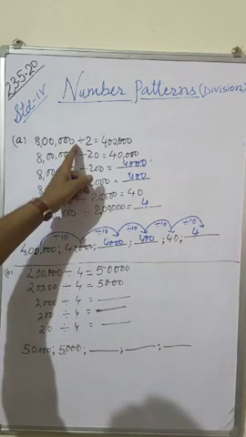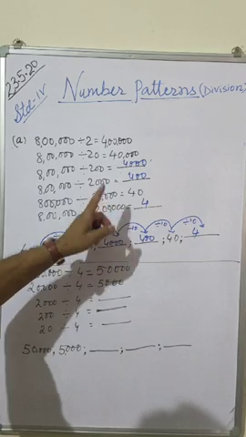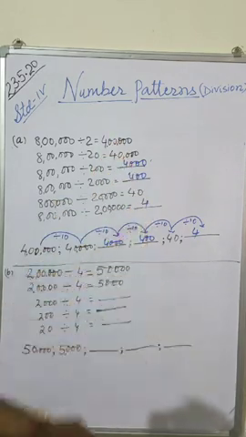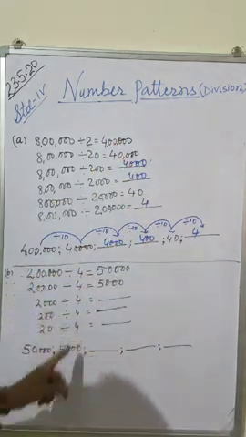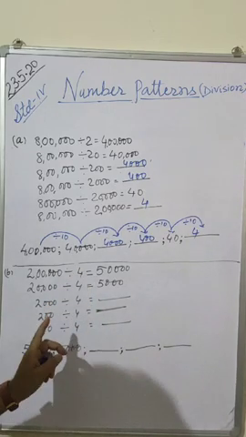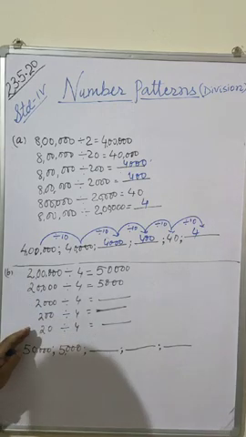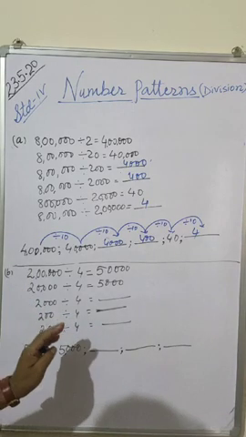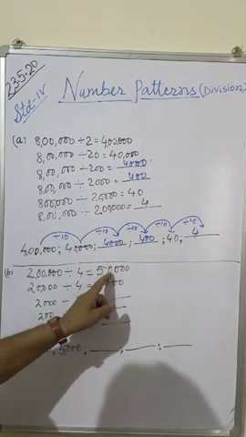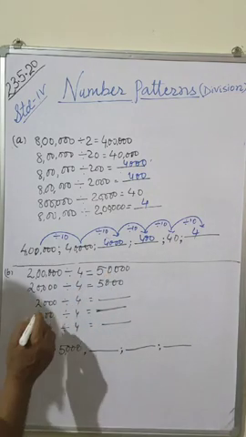See children, in first question divisor is increasing, so your quotient is decreasing. In second question, all divisors are same, but what is going on? Your dividend is decreasing. That means your answer also decreased.